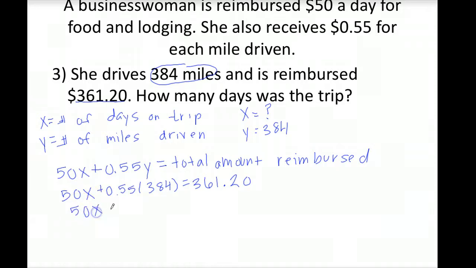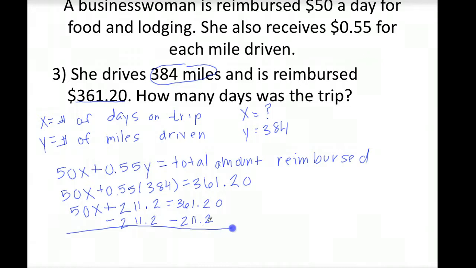So we have 50x plus, multiply that out, and we get 211.2 equals 361.20. Subtract 211.2 from both sides. That cancels out. So we're left with 50x equals 150. And to solve for x, since we're multiplying, we're going to divide, our inverse property. The 50s divide out, so we're left with x equals 3.